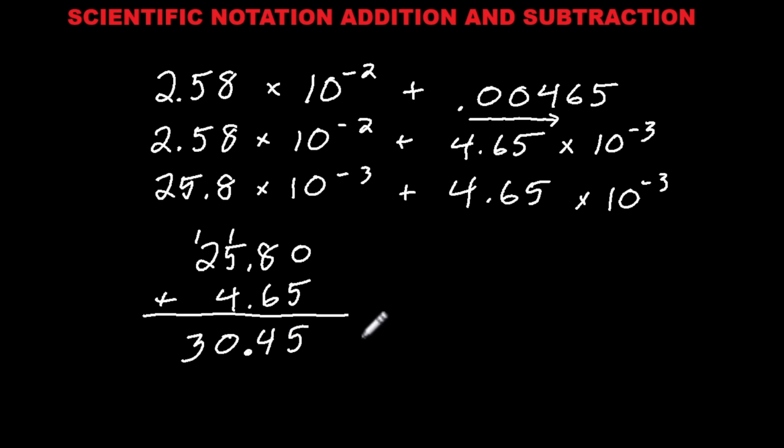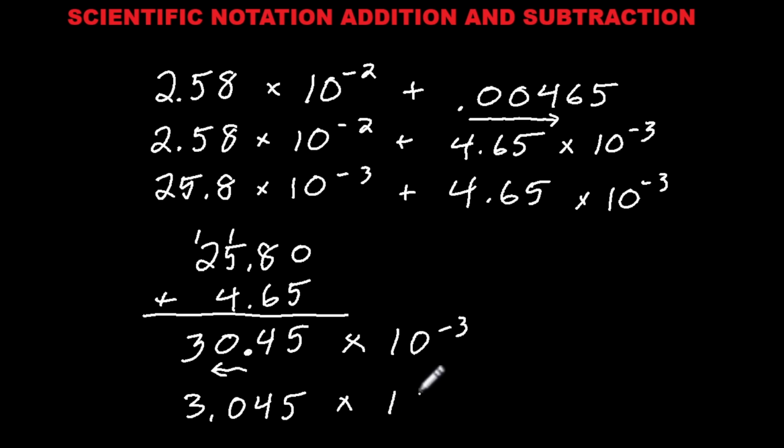I get 30.45 times 10 to the minus 3 power. Well, this is not correct scientific notation. I need to move the decimal one space here. So this would be 3.045 times 10. And since I'm moving the decimal this way, effectively dividing this by 10, I need to also at the same time increase this power by 1. So increasing it by 1 makes it 10 to the minus 2. And that's our final answer.